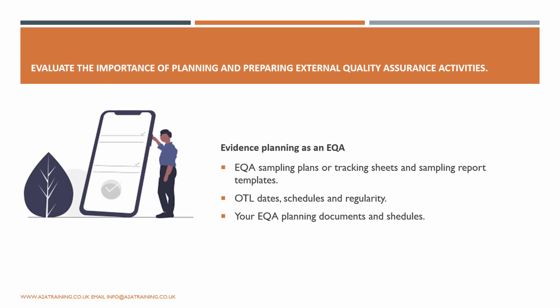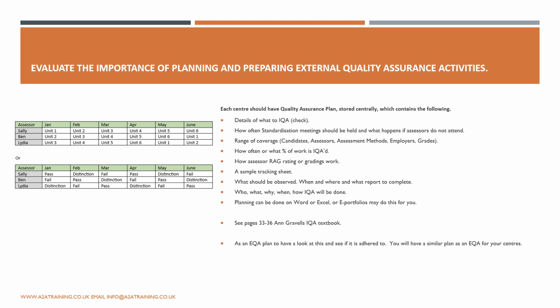You'll need to prepare to evidence planning as an EQA. So you'll look at sampling plans and tracking sheets or sampling report templates and have those ready. You'll schedule OTL dates and you'll have your planning documents and calendar ready to share and communicate with centres. Each centre will have a quality assurance plan stored centrally which contains lots of details about what they'll IQA. As an EQA, you'll need to be looking at this, checking it's adhered to, and you'll have a similar sampling plan for your own centres.